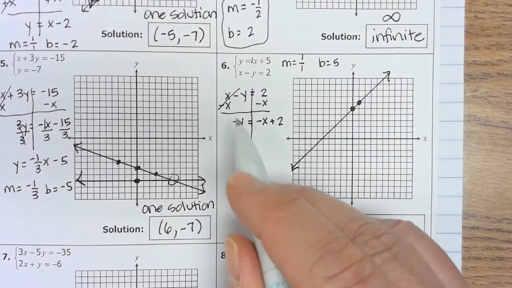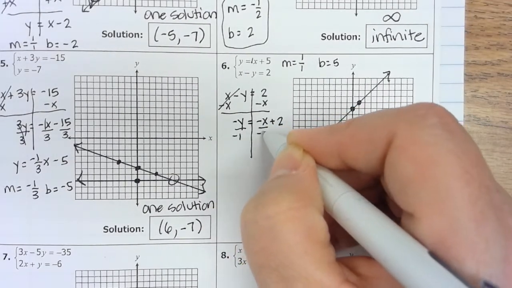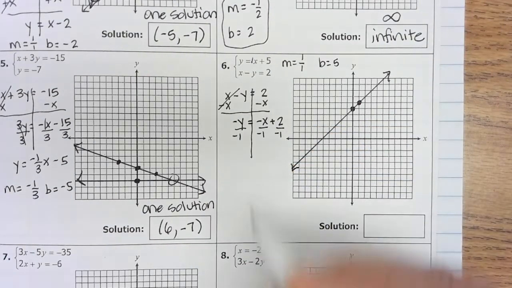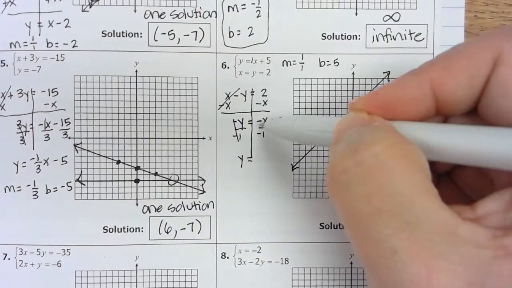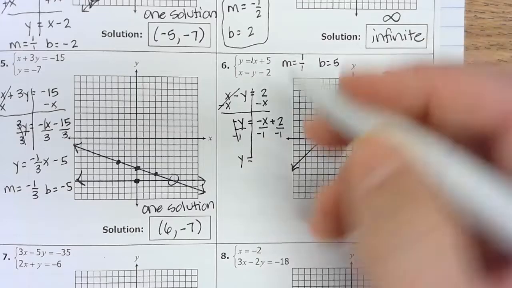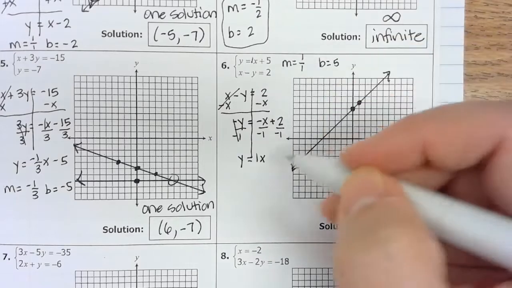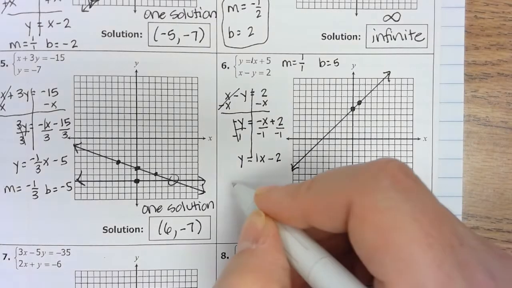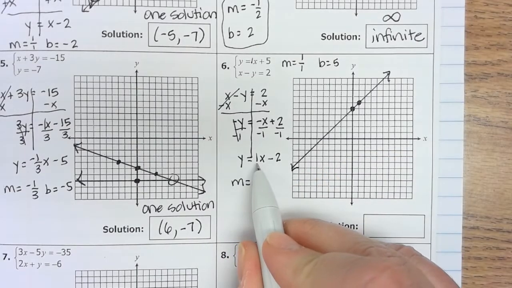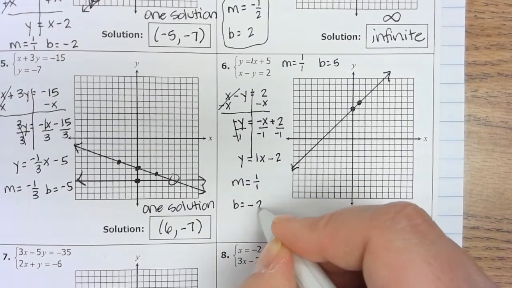Now, this is not good enough because I don't want negative y, I want positive y. So I have to divide everything by negative 1. The two negatives make a positive, so that gives me positive y. These two negatives also give me a positive, so that's going to be positive 1x. But 2 divided by negative 1 is going to make negative 2. So there's my new equation. My slope again is 1, so 1 over 1. And my y-intercept this time is negative 2.